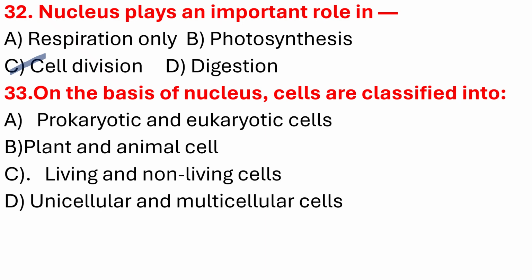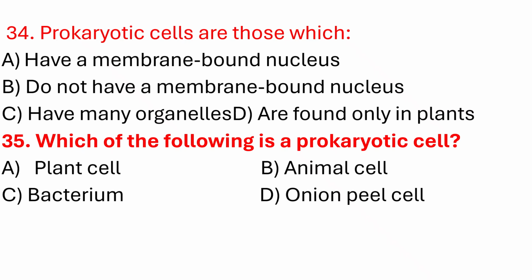On the basis of the nucleus, cells are classified into prokaryotic and eukaryotic cells, plant and animal cells. Option C. Living and non-living things. Option D. Unicellular and multicellular cells. Prokaryotic and eukaryotic. Prokaryotic cells are those which have a membrane bound nucleus, do not have a membrane bound nucleus, have many organelles. D. Are found only in plants.